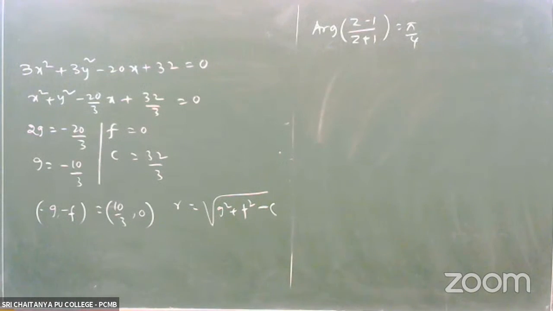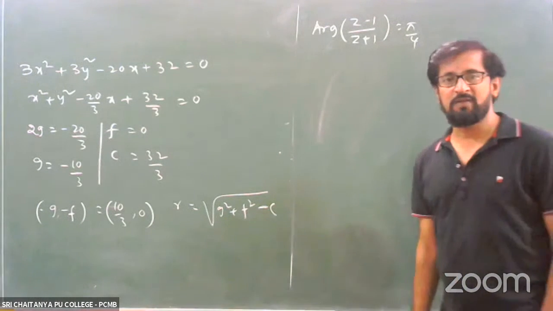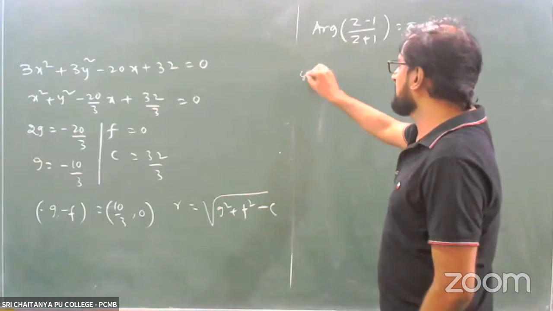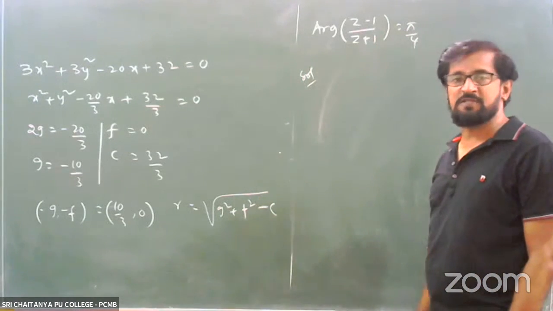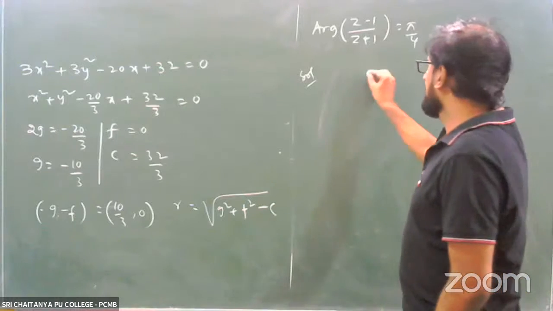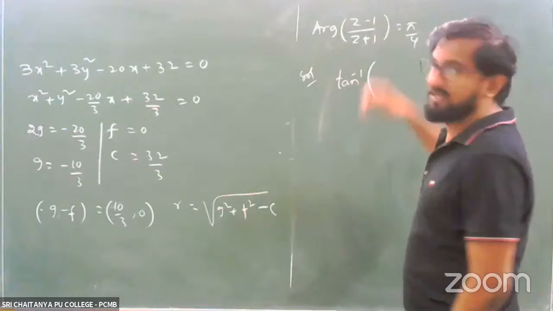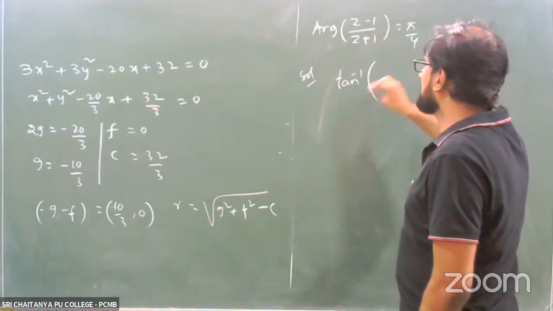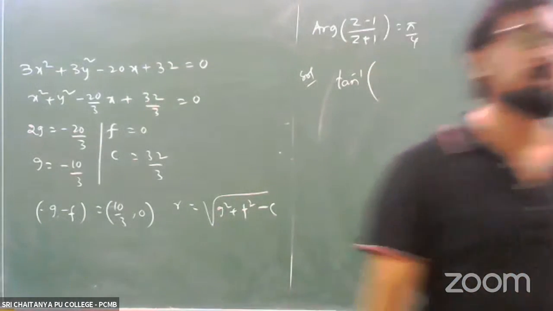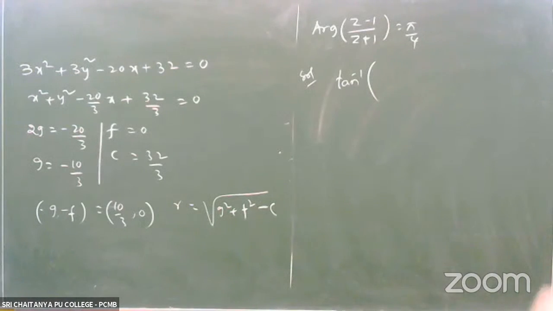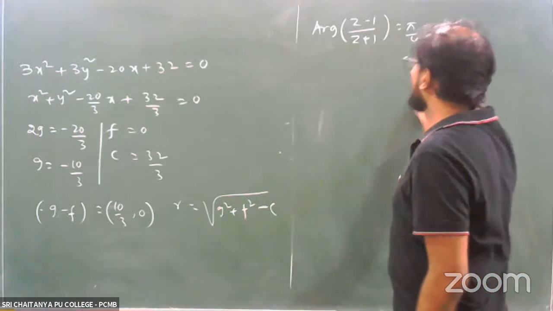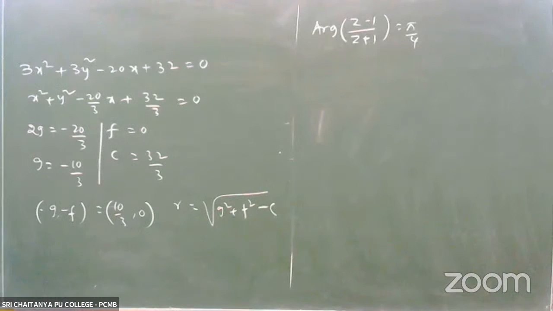See here, I am going to give you the hint. You just complete this one. You just substitute z is equal to x plus iy. That means argument is nothing but tan inverse of y by x. Okay, let us simplify this one first of all. Find the value of z minus 1 by z plus 1.